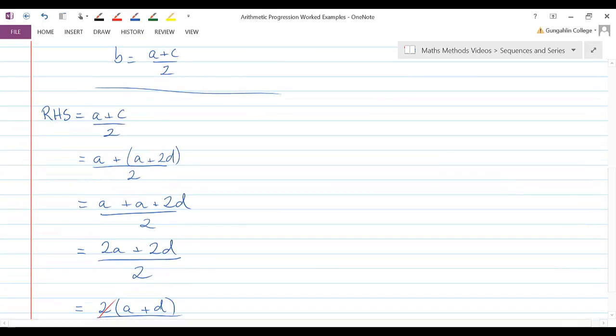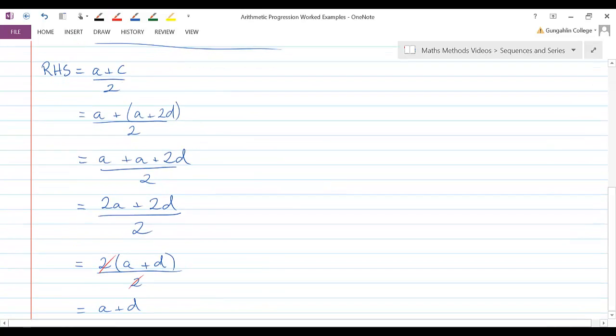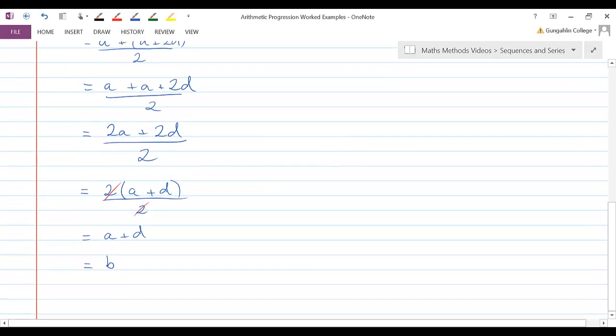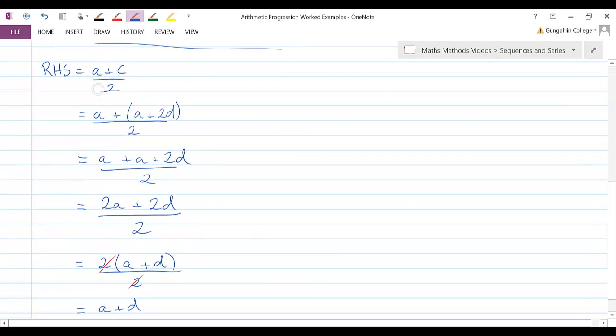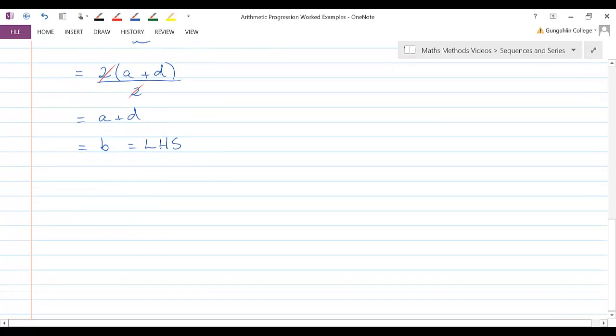But if you remember from our substitution, we said that B was equal to A plus D. So A plus D can be rewritten as B, and that will complete our proof. I've started with this, and I've reworked it through this algebra to end up with B, which was on the left-hand side. And that has been proven. And we'll write Q.E.D.